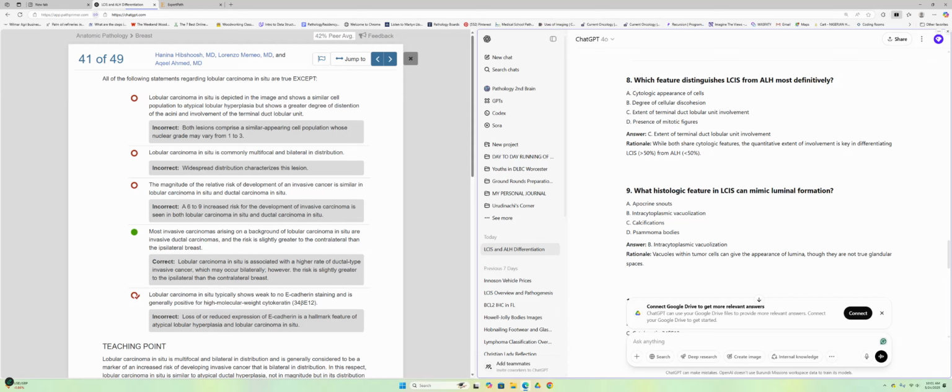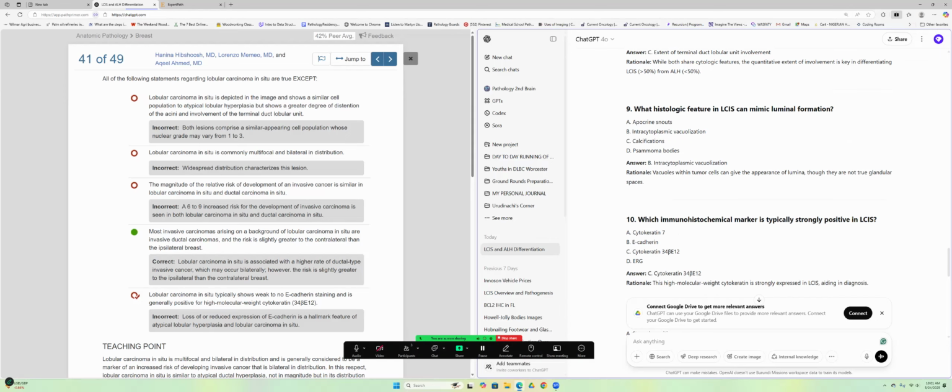What histologic feature in LCIS can mimic luminal formation? Intracytoplasmic lumina. Okay.